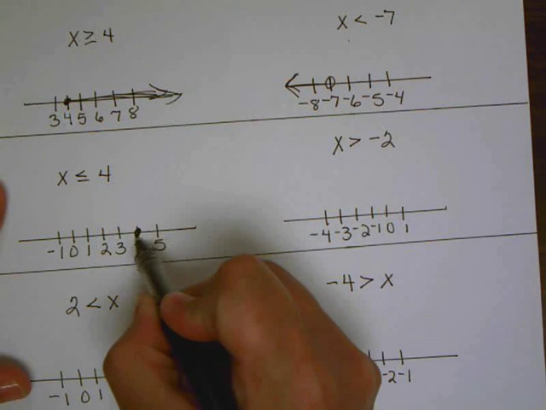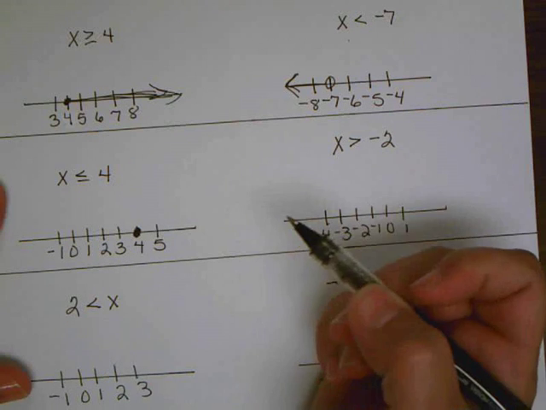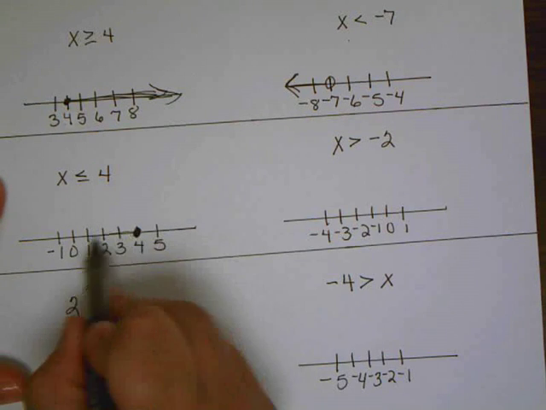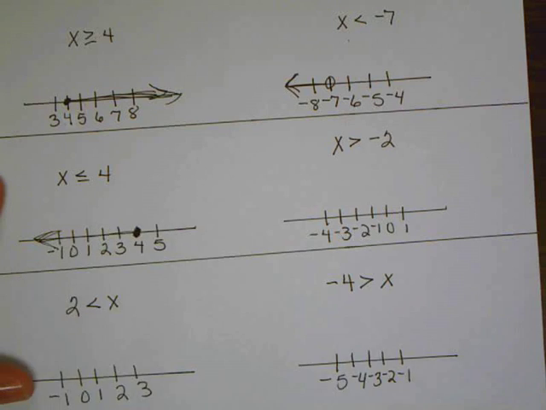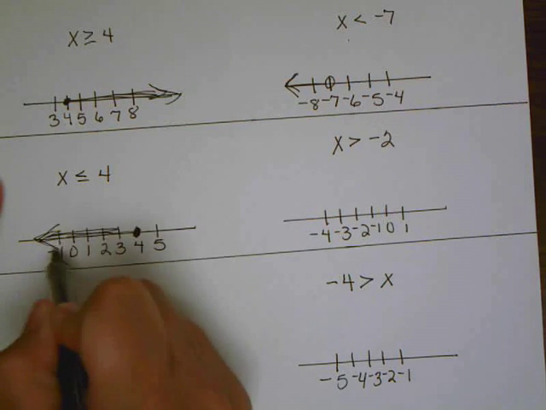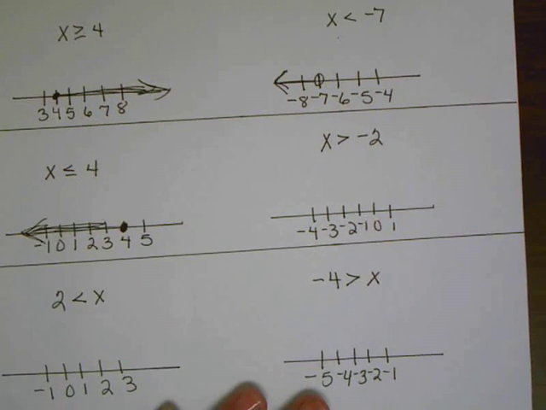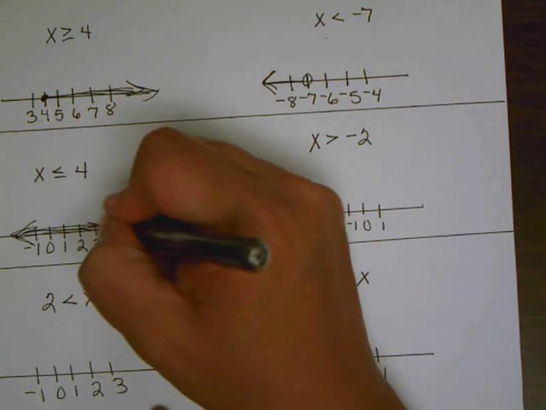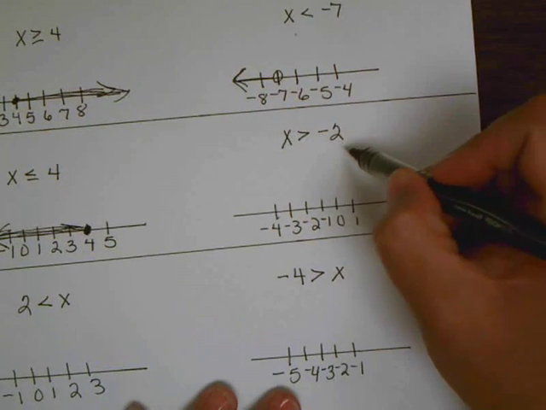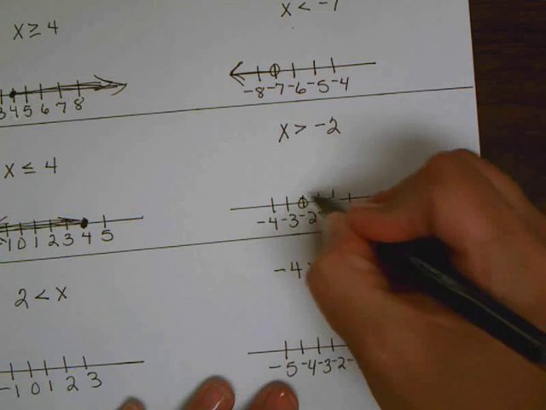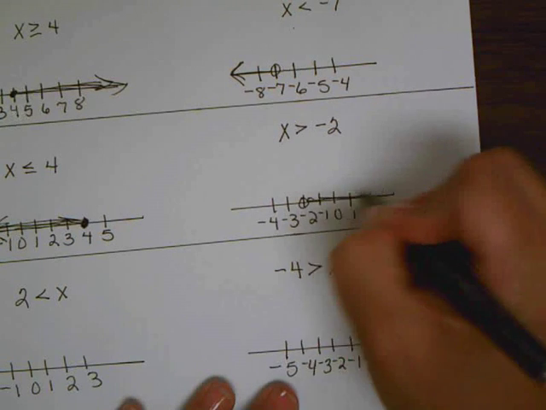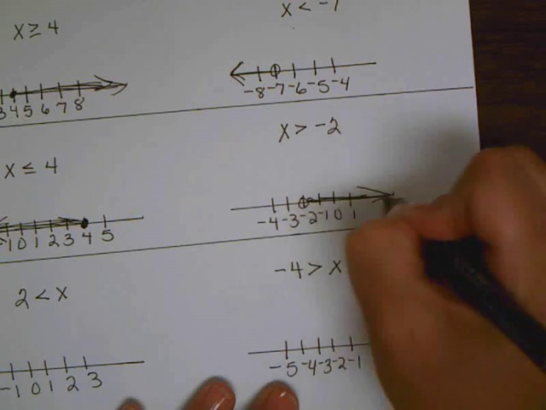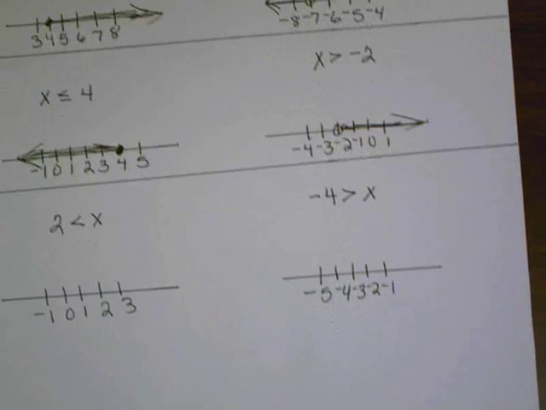X is less than or equal to 4. So it's a closed circle because of the equal to. 4 does work. 4 is equal to 4. And less is to the left. Now make sure you put an arrow because it keeps going even though we stop drawing our number line. X is greater than negative 2. It's an open circle and it goes to the right.